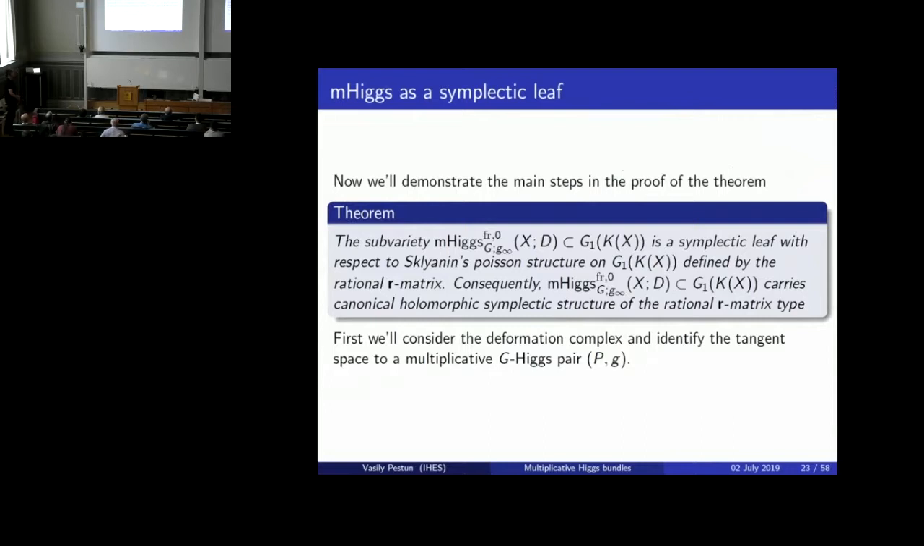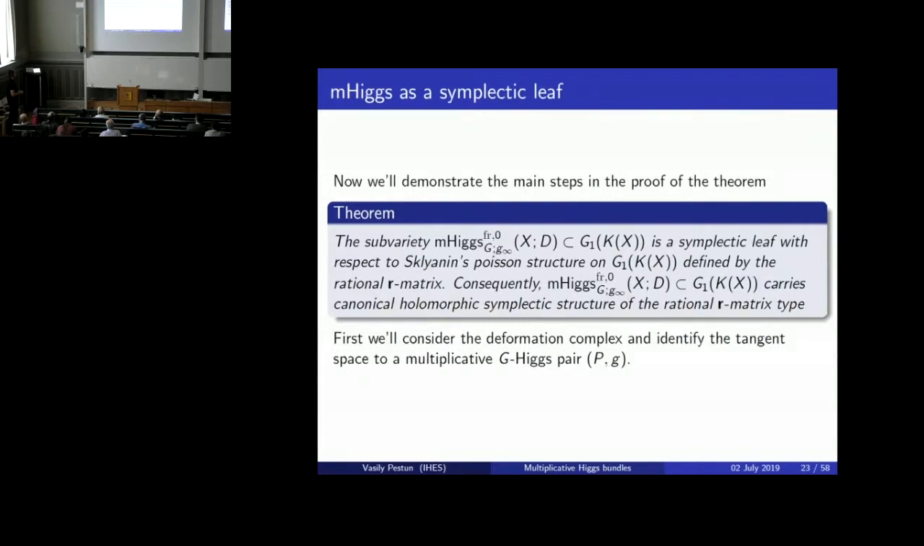Okay, so now we'll proceed to demonstrate the core steps in the proof of the theorem which was outlined. So this is the theorem, but we want to show that if you take the Sklyanin Poisson structure on the loop group and consider this symplectically, first of all, that's a multiplicative Higgs bundle, and secondly, we'll compute the symplectic structure there from the rational R matrix.